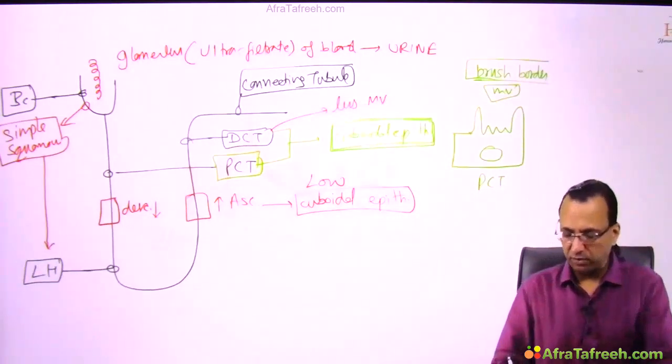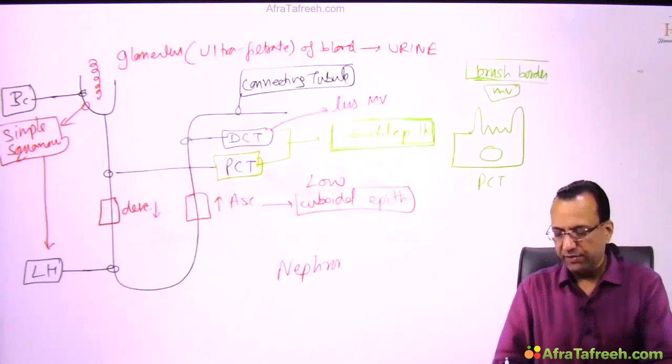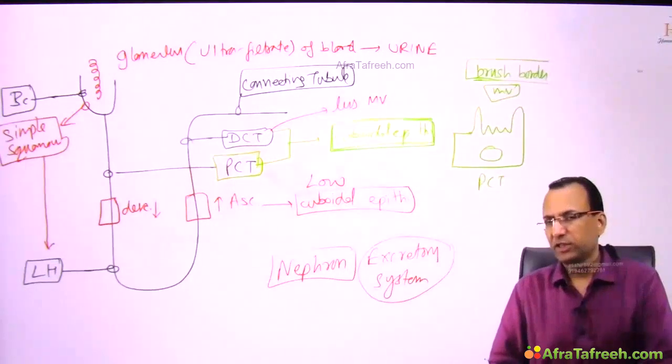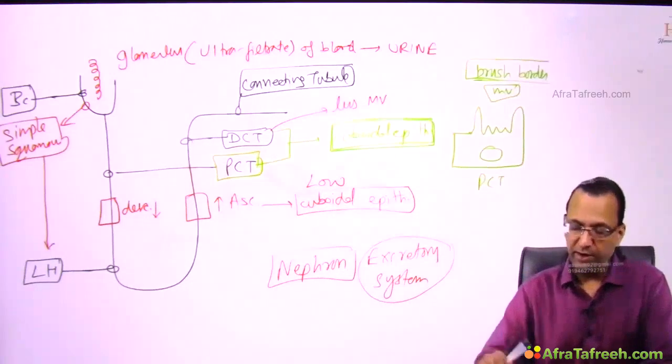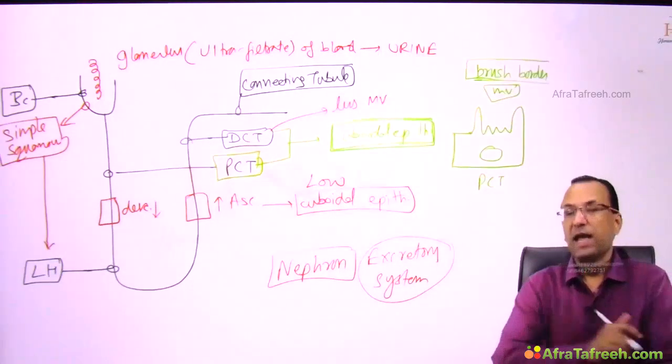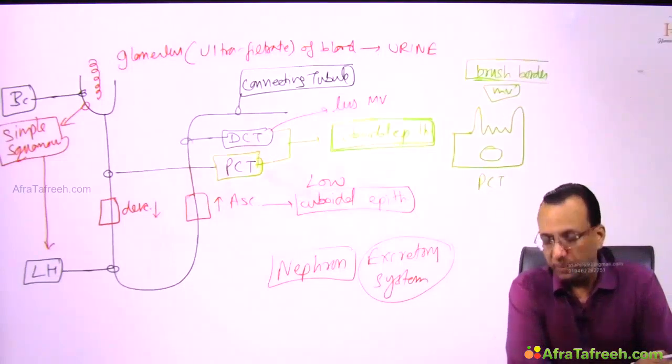So this was nephron. Yes. This is the excretory system. What about the collecting system then? As you have discussed the excretory system, let us talk about the collecting system also. You already have formed the urine. You have to collect it. How will you collect it? And for that purpose, we'll move further.